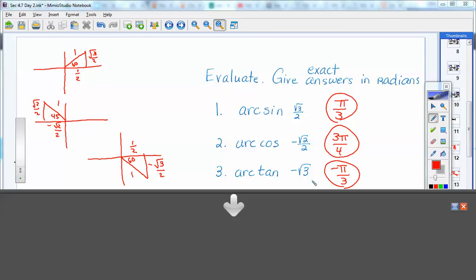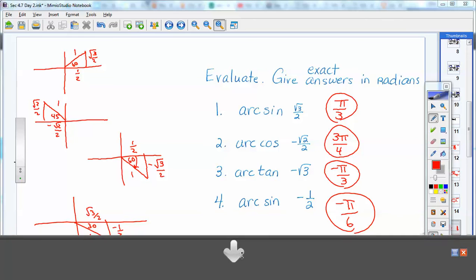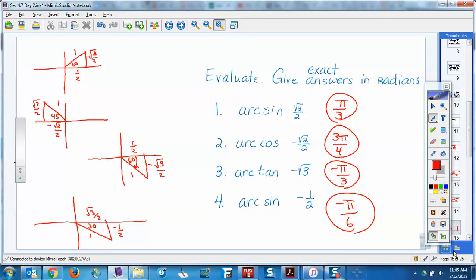Remember, tangent's like sine, first and fourth quadrants, negative pi halves to pi halves. That's a 60-degree reference, so that would be negative pi thirds. Negative pi thirds, not 5 pi thirds. Arc sine negative 1 half, the one we did earlier when I said 11 pi over 6. Okay, arc sine negative 1 half, so it's in the fourth quadrant. Sine's the y, negative 1 half, that'd be root 3 over 2. That's a 30-degree reference. Negative pi over 6.